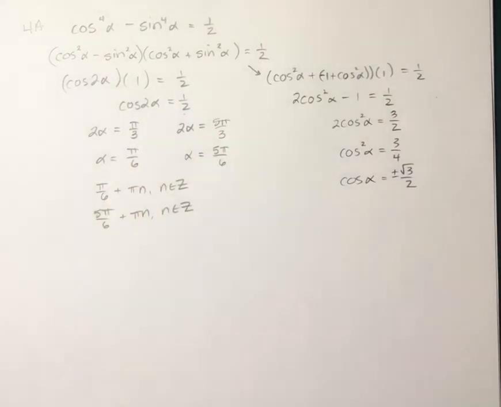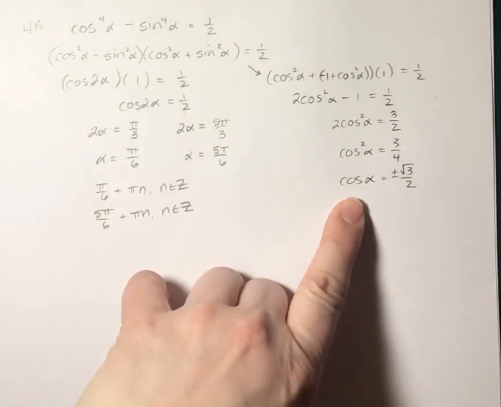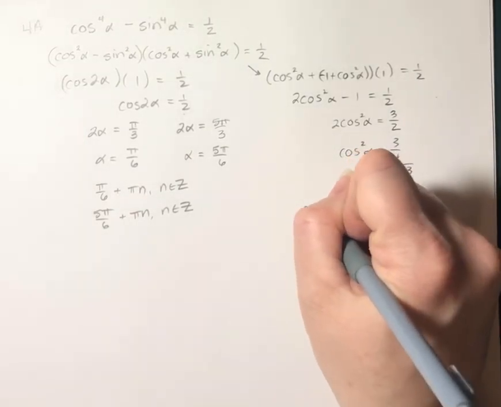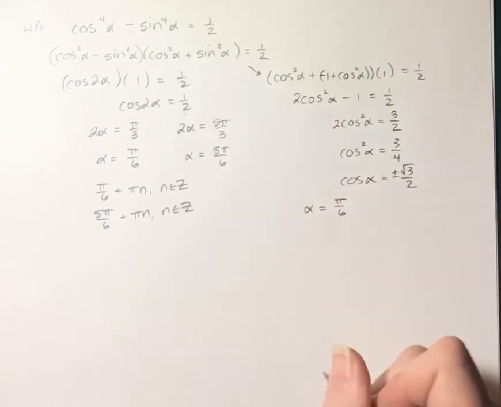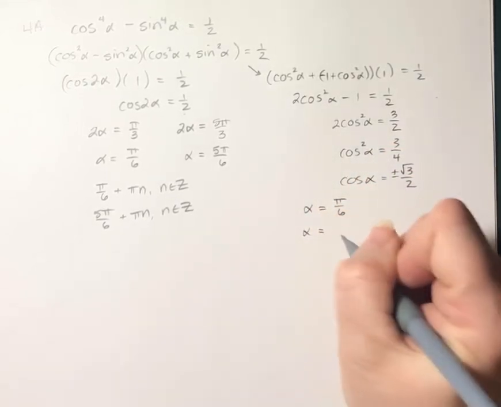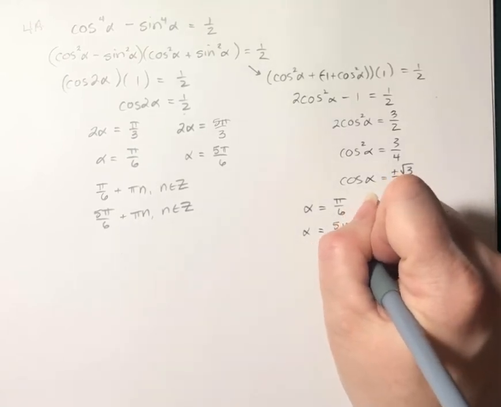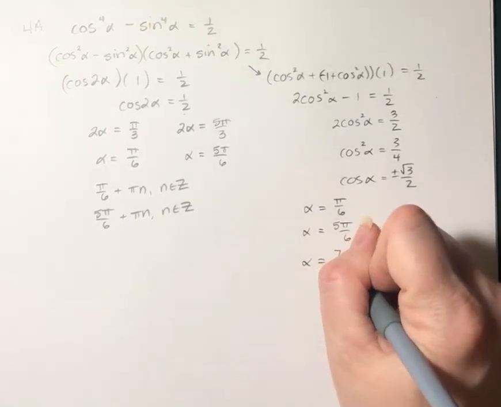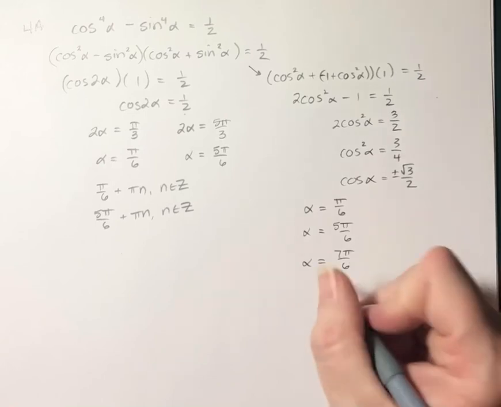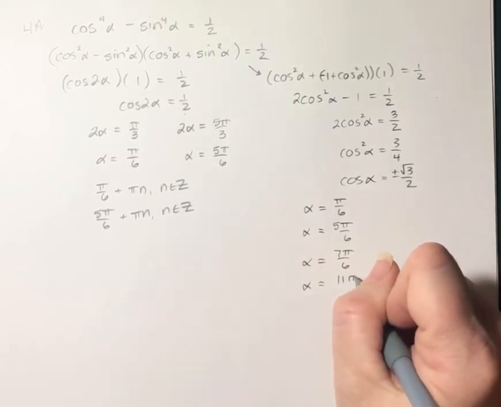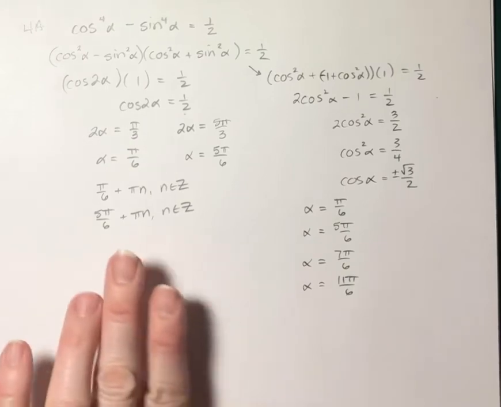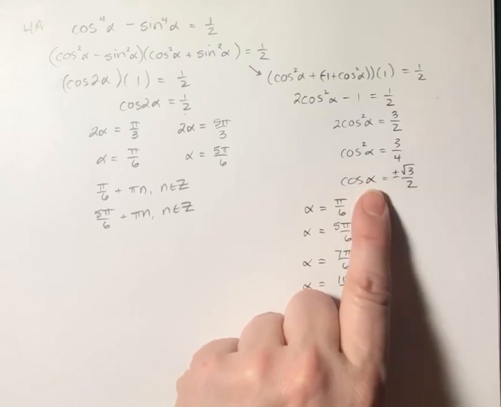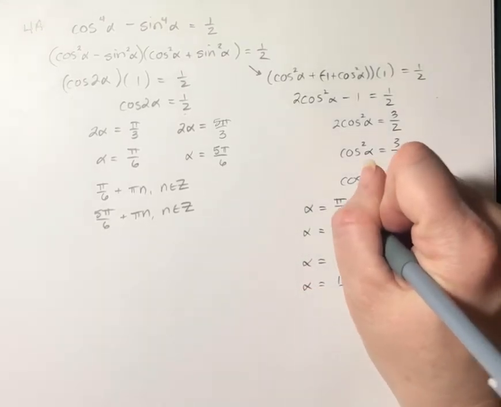So, difference in my answer. Where is the cosine equal to the square root of 3 over 2? Well, it's equal to the square root of 3 over 2 at pi sixth. It's equal to a negative square root of 3 over 2 at 5 pi sixth. It's equal to a negative square root of 3 over 2 at 7 pi sixth. And it's equal to a positive square root of 3 over 2 at 11 pi sixth. Now, why did I only have 2 answers here and why do I have 4 answers here? Because now my period is 2 pi.